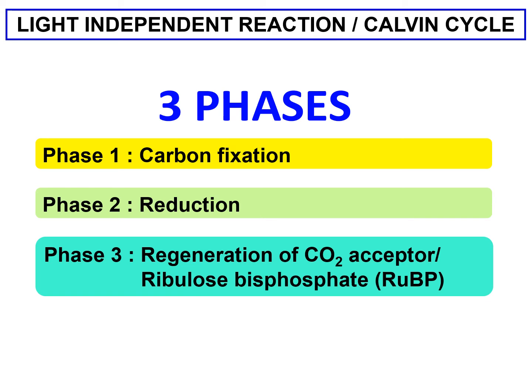There are 3 phases that we need to remember in the Calvin cycle. The first one is carbon fixation. The second phase is reduction. And the third phase is regeneration of the carbon dioxide acceptor, not the carbon dioxide, but the acceptor for the carbon dioxide, which is ribulose biphosphate.